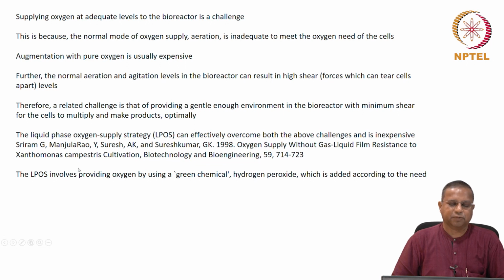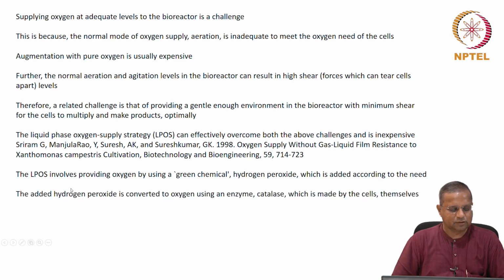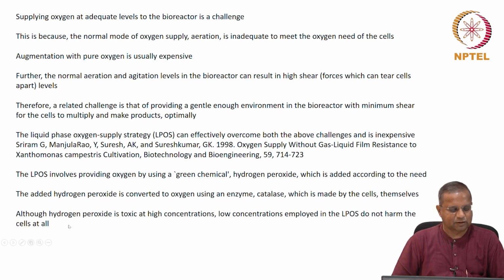The liquid phase oxygen supply method provides oxygen using a green chemical, hydrogen peroxide, which is added according to need. The added hydrogen peroxide is converted to oxygen using an enzyme catalase, which is made by the cells themselves. And although hydrogen peroxide is toxic at high concentrations, low concentrations employed in the LPOS do not harm the cells at all. This is the LPOS method based on hydrogen peroxide to provide oxygen.